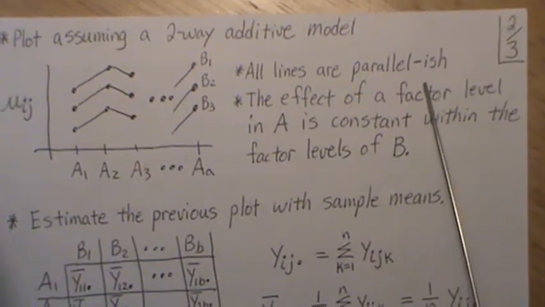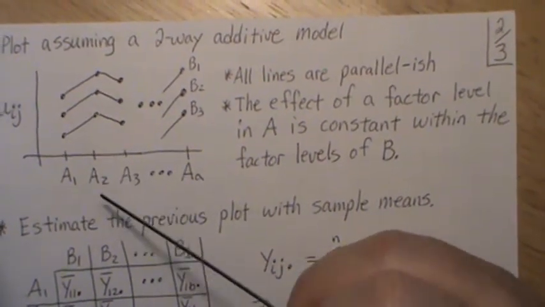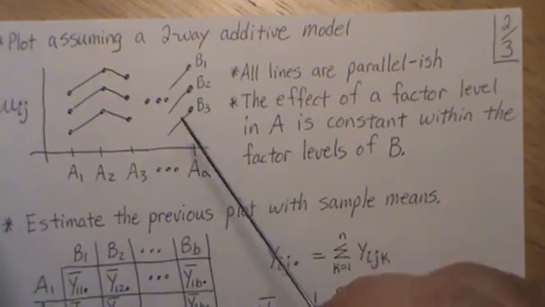Now, the "ish" means that these are not perfectly level, because maybe... oh, my cat wants out. It's driving me crazy.